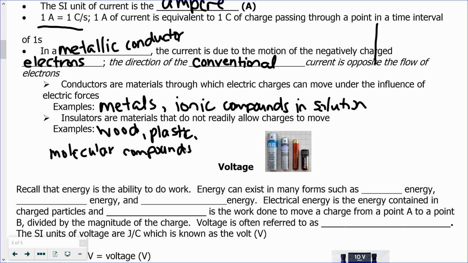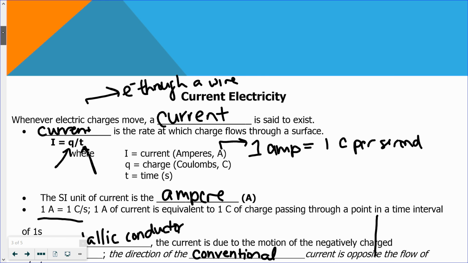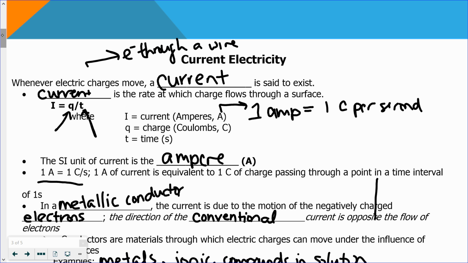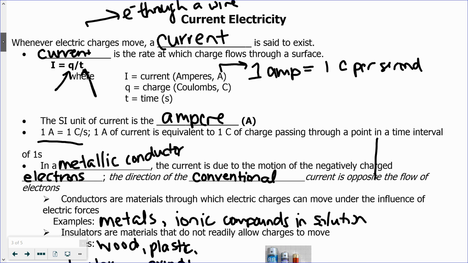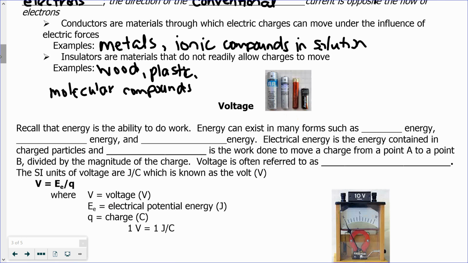So that is what is happening in terms of current. So again, current is a rate at which charge flows across a surface or past a point in a certain time interval, whatever our time interval would be. So we need to understand current in order to do some of the calculations with Ohm's law that we're going to look at.